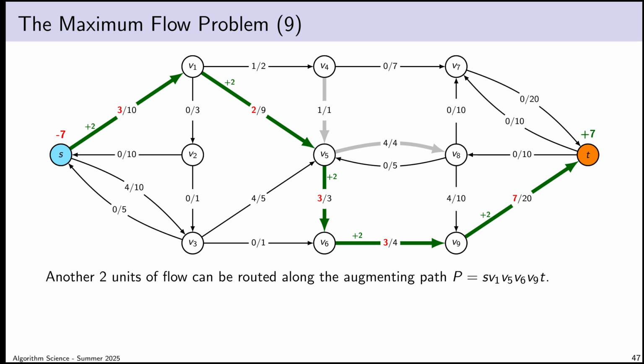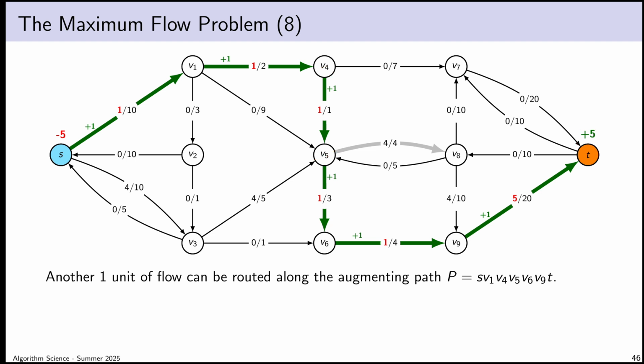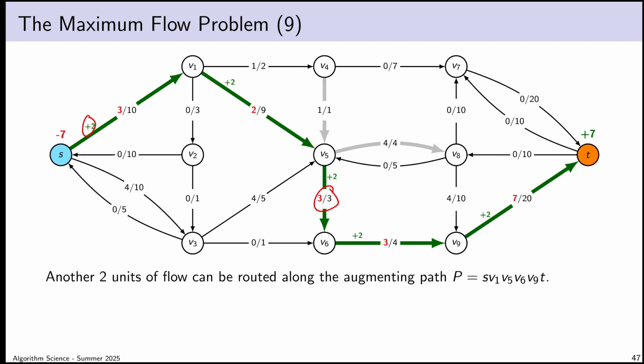I can then choose this path to route 2 more units of flow. Notice that when I choose this path, this edge becomes saturated. Now in this case, I was pushing 2 units along this particular path, and this edge becomes saturated at 3 because at the end of the previous step, this edge ended up with 1 unit flowing across it. So when I add those extra 2 units, I end up saturating the edge.